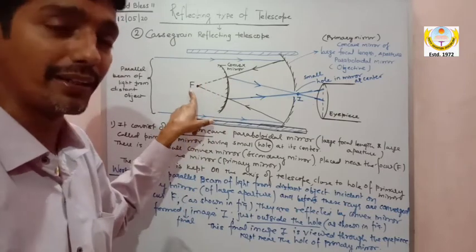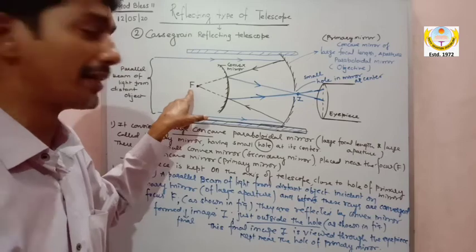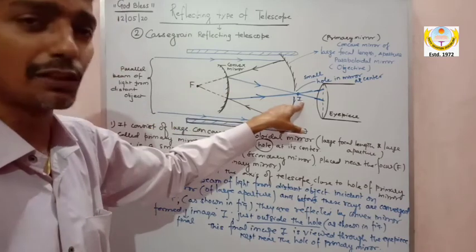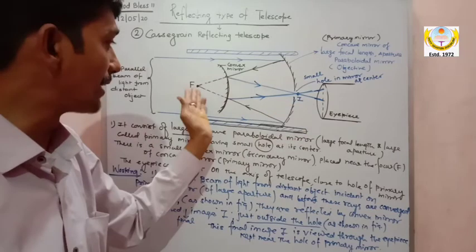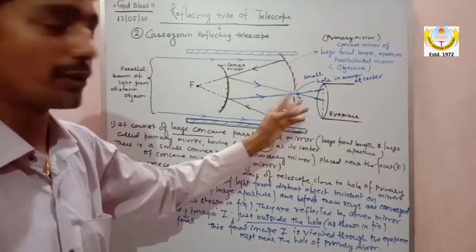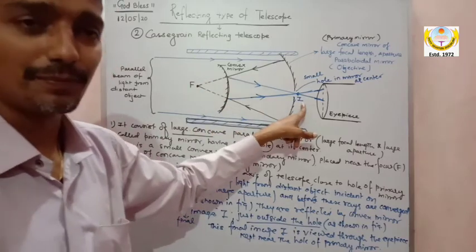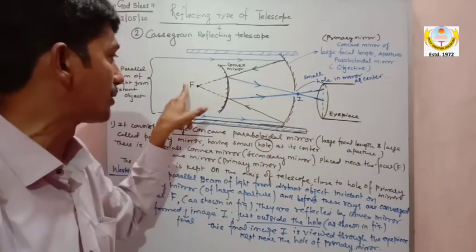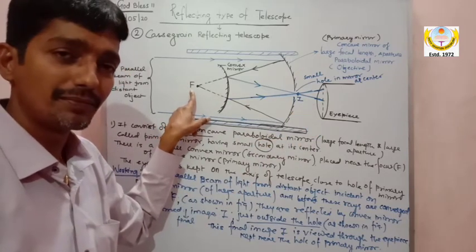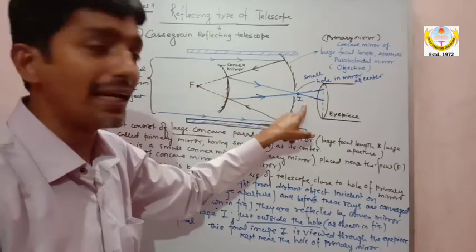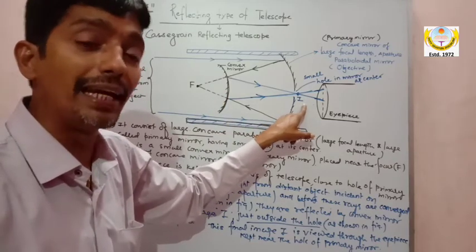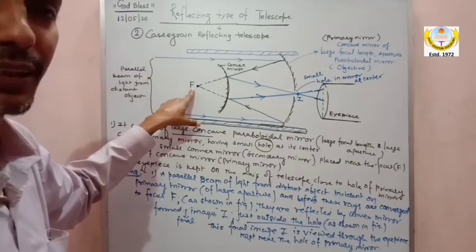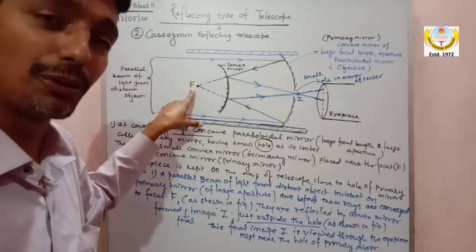It is a real inverted image, my dear. Am I clear? But the image I which is formed, my dear, is on the other side of the object, so it is a virtual image. This image is virtual with respect to the first image. But this image is a real inverted image with respect to the distant object.